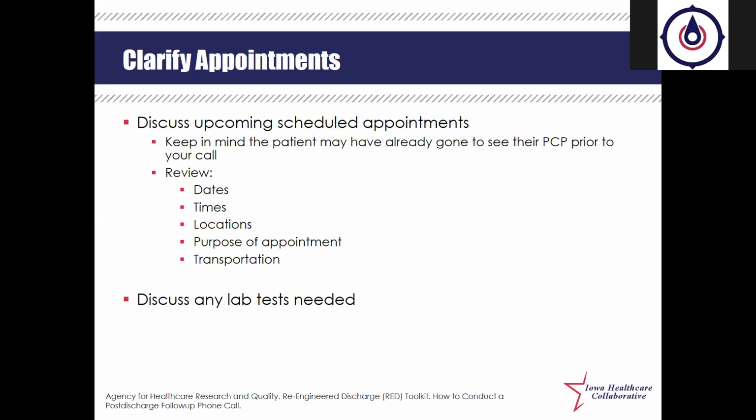So helping them establish that with a social worker or somebody in your local community to help with that transportation is key. And then also discuss any lab tests they may need. That way they're prepared when they come in. So if they need to get a lipid panel, make sure that they're aware of that so that they are fasting when they come in.